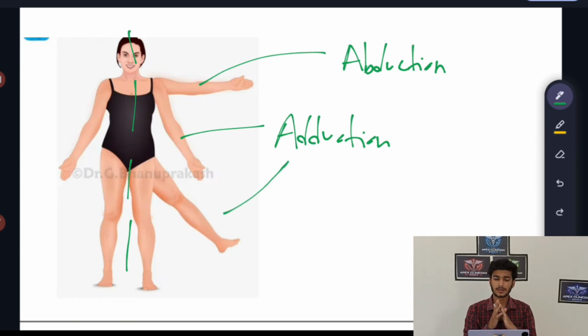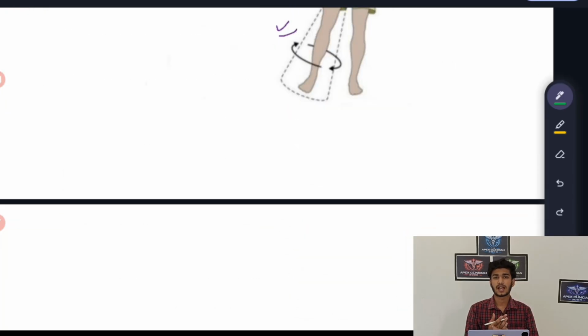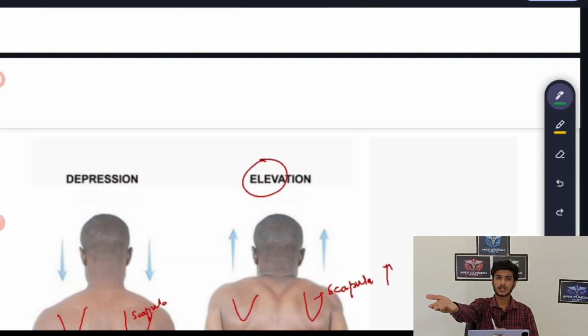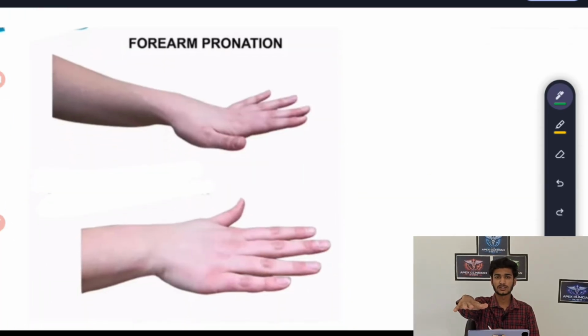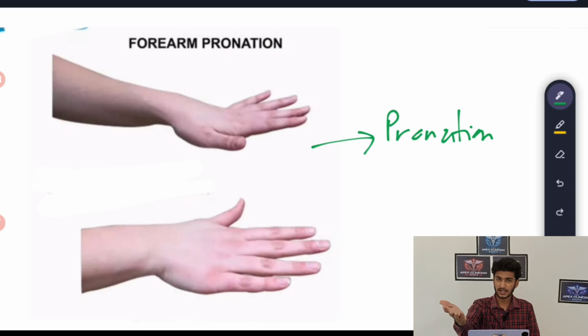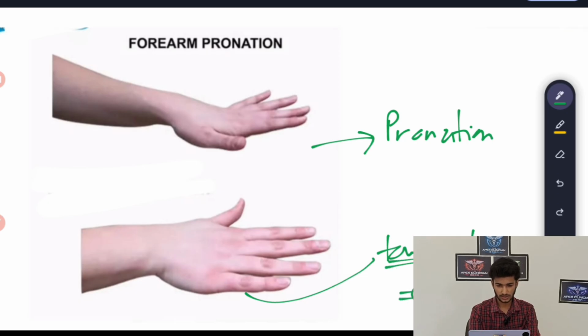So there is another terminology, that is pronation. In pronation, the movement of the hand and the forearm is in such a way that the palm is facing towards the ground. Then this is called pronation. Here you can appreciate pronation with this image. This is pronation. Look, here the palm is facing towards the ground.